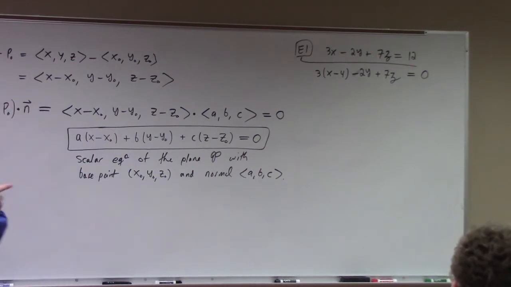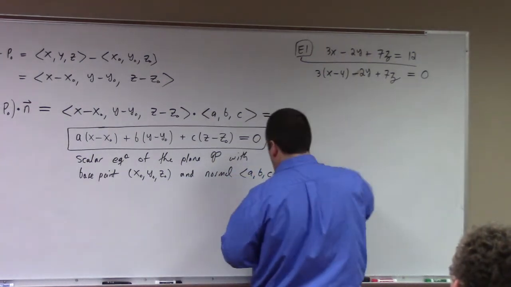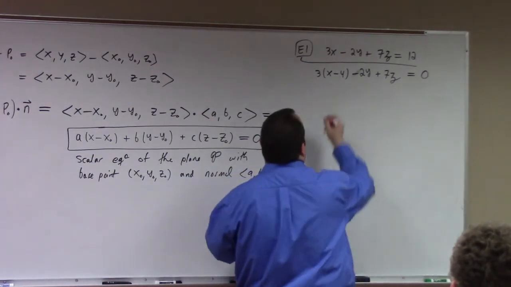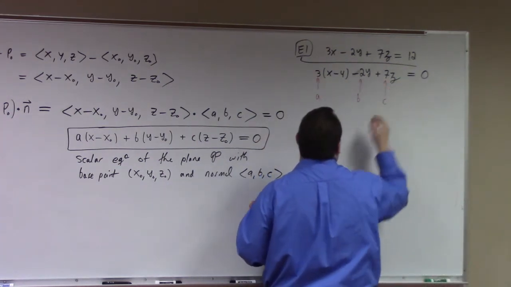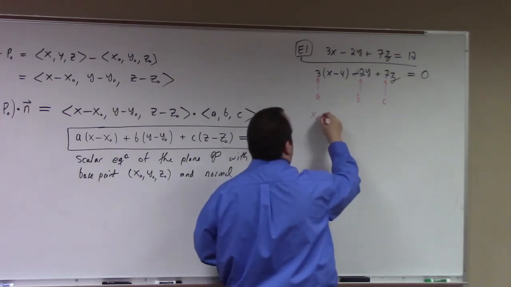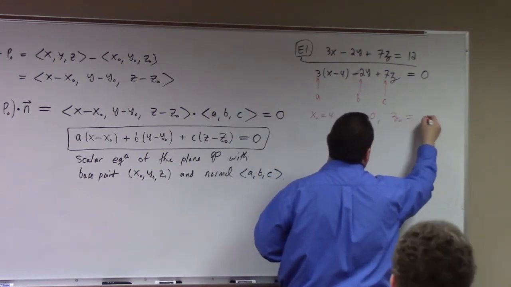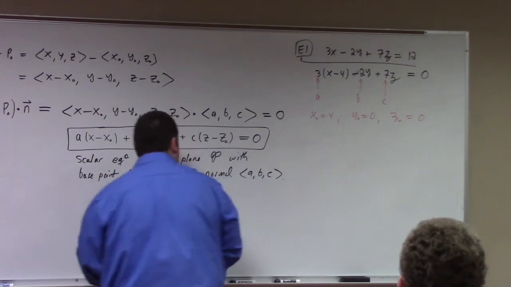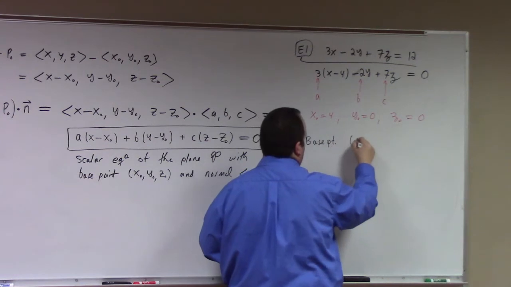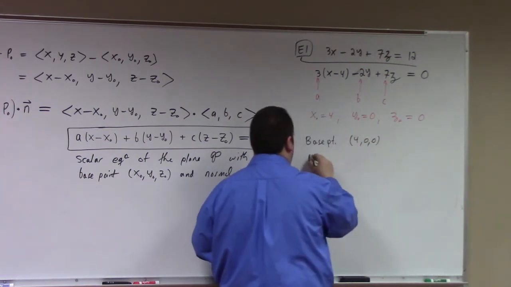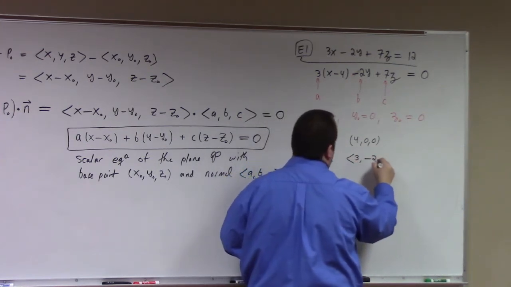So if you just pattern match, you can see that's my A. This is B. This is C. And you can also see that x naught is 4, y naught, it's harder to see, but it's 0, and z naught is also 0. So we're looking at a plane with base point 4, 0, 0, and normal of what? 3, minus 2, 7.